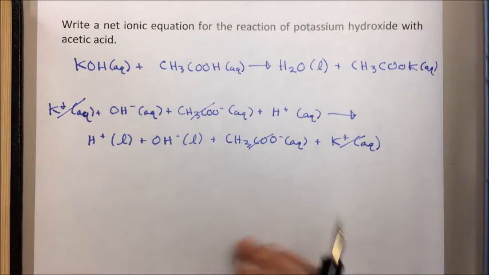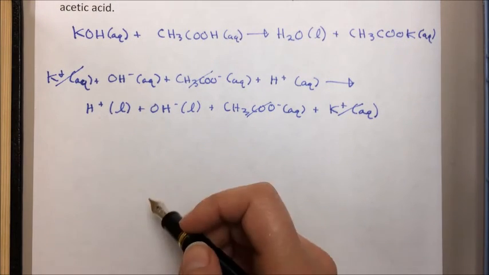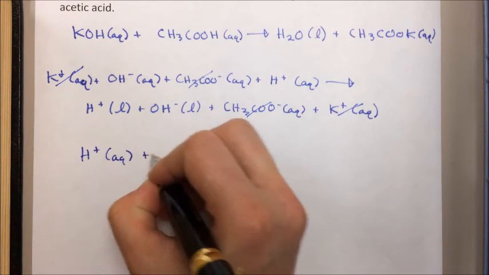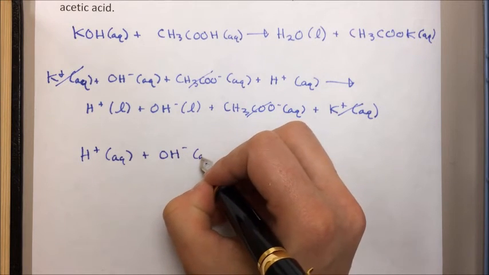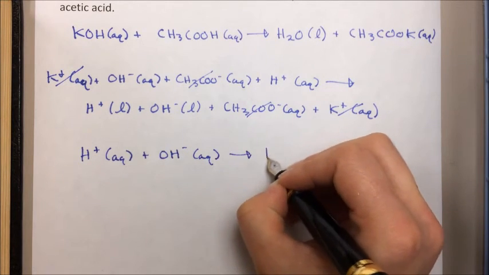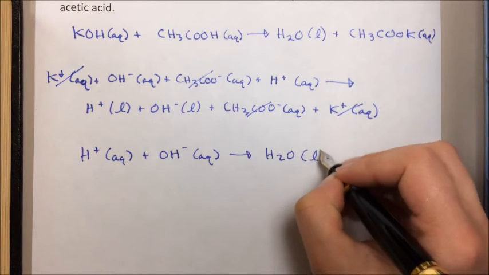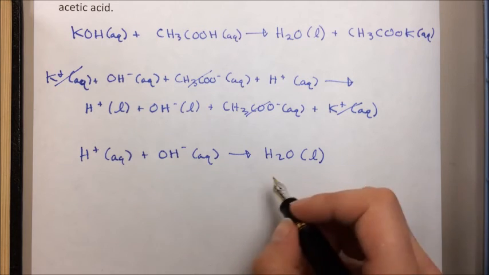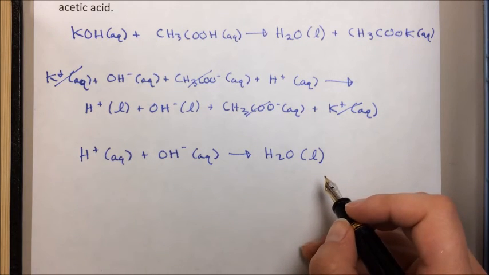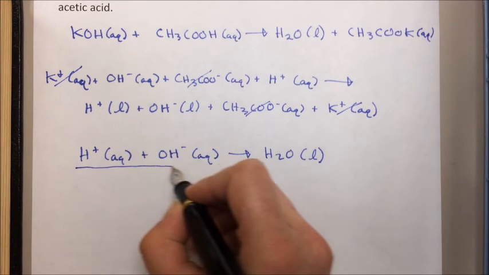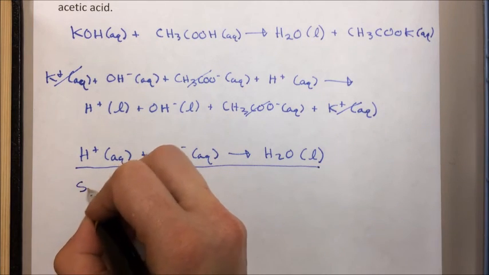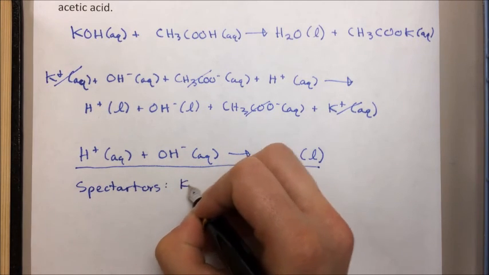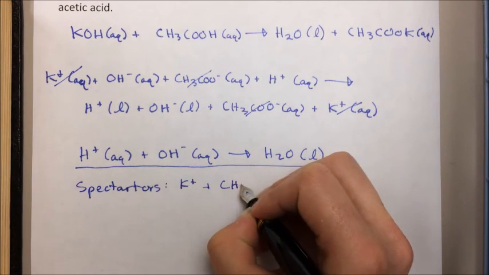Now we're going to rewrite this equation using just the ions that are left. H+ aqueous plus OH- aqueous goes to H2O liquid. Remember, the reactant side will have the dissociated ions. The product side will have the associated compound. This is our net ionic equation. Our spectator ions are the potassium and the acetate because they did not change states.